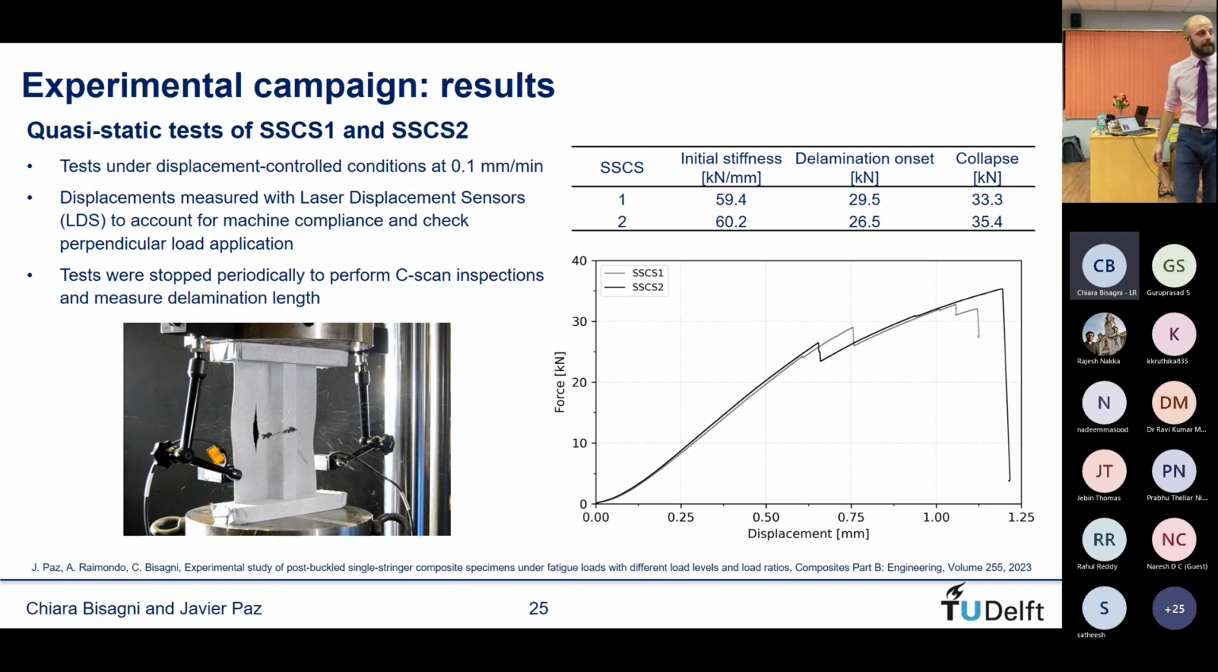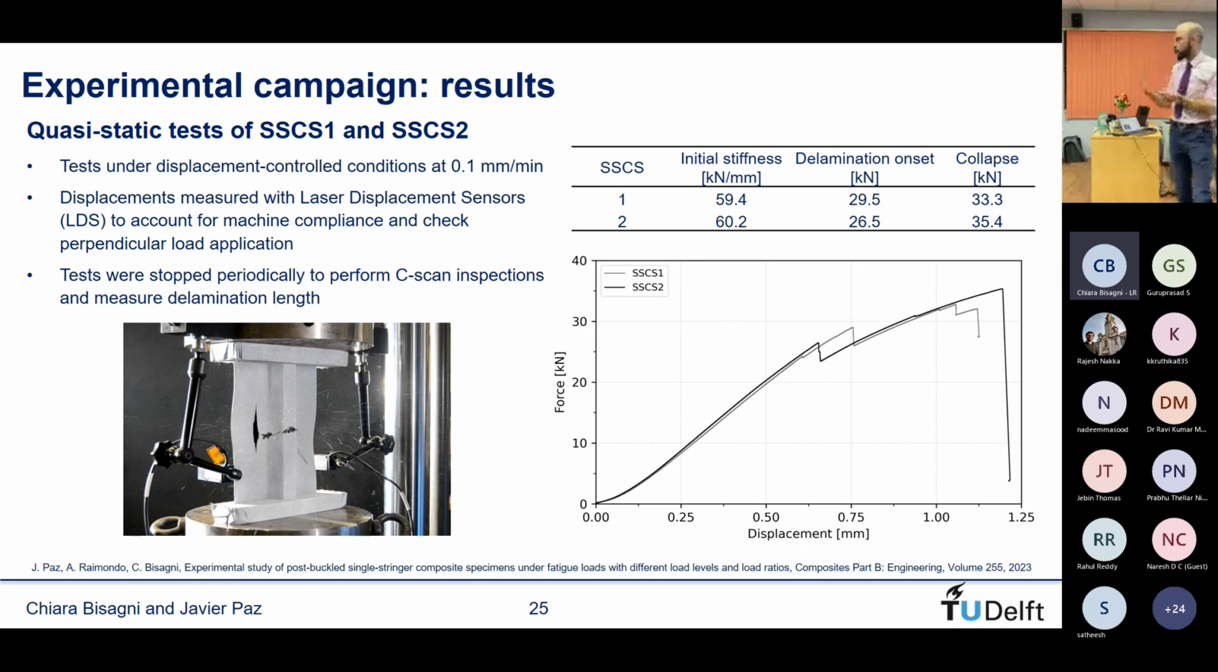So this is the load displacement curve, but this is after some slight post-processing. What we did was always do stiffness tests, to check that the specimen is behaving as we get from the numerical models. Then we load, and you see there is a big load drop from here. That's when the delamination onset happens. So we stop the test here.